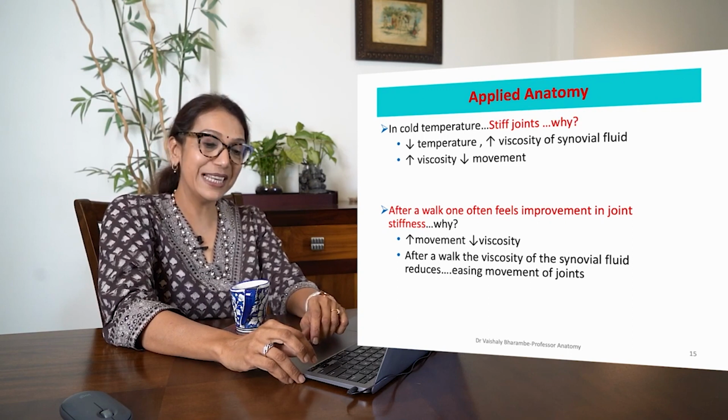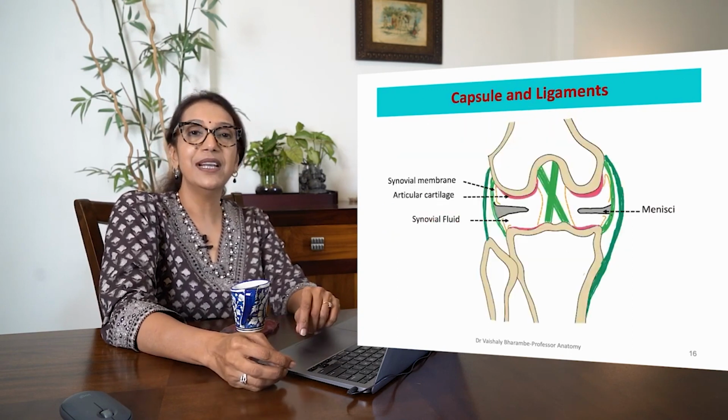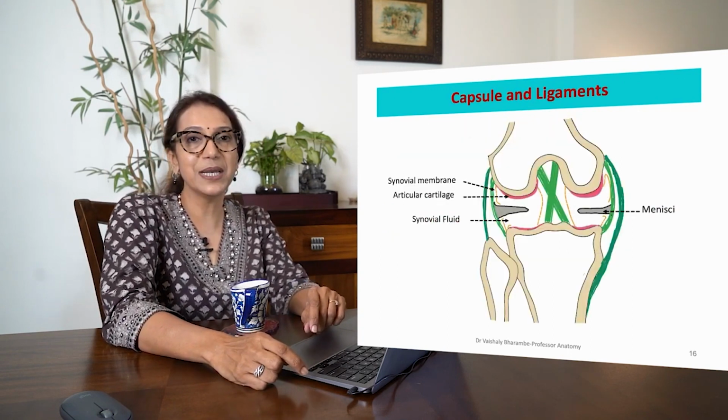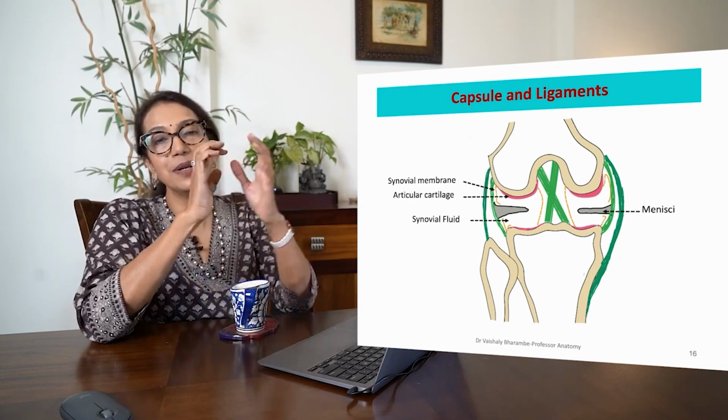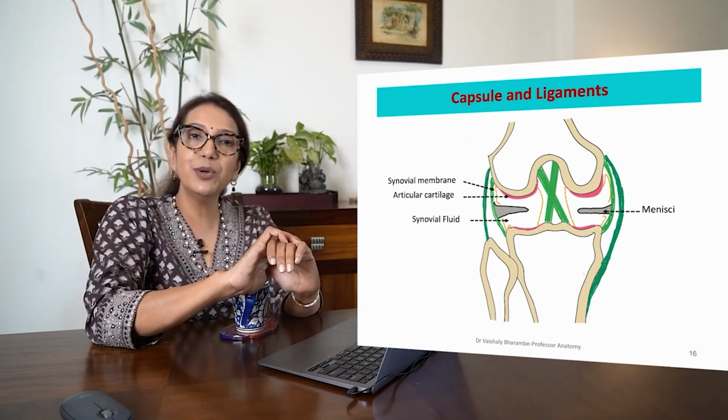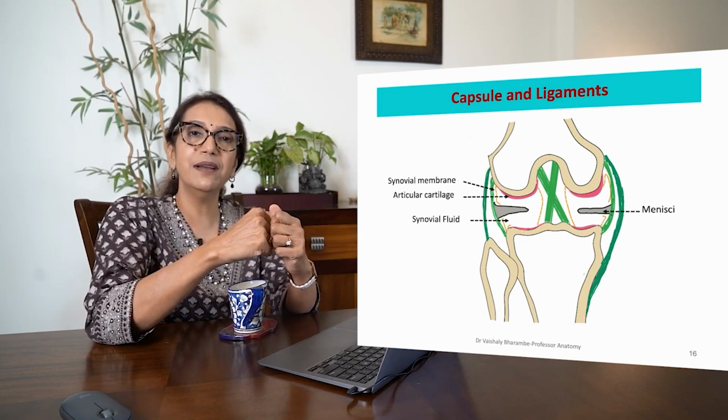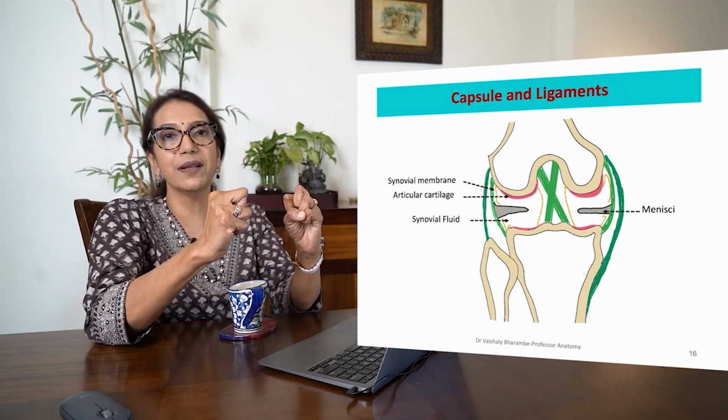Okay, I hope you liked it. Let's go on to the next point. Let's talk about capsules and ligaments. There are two bones which are some distance apart. Is it possible for them to articulate? Only if you hold them together, isn't it?